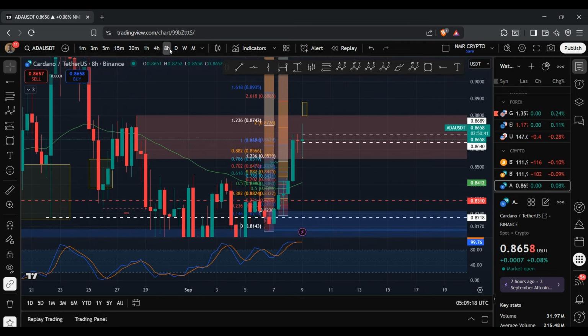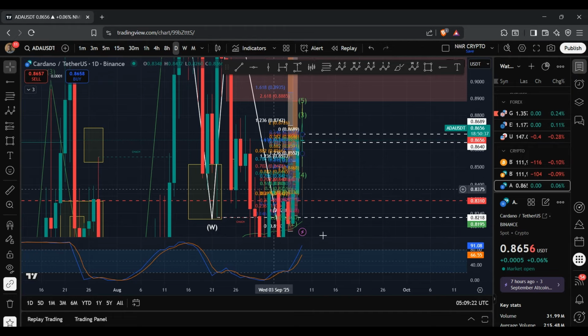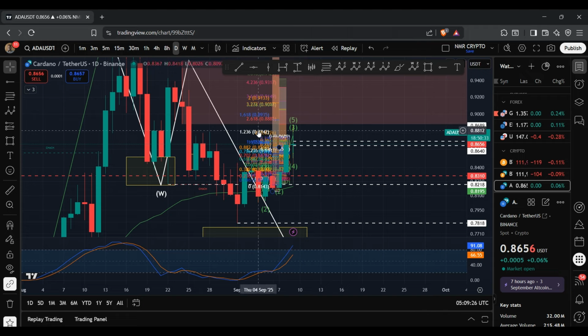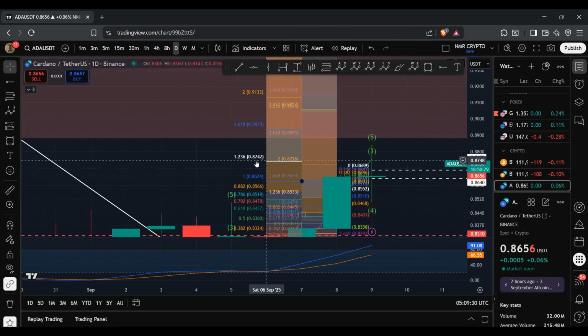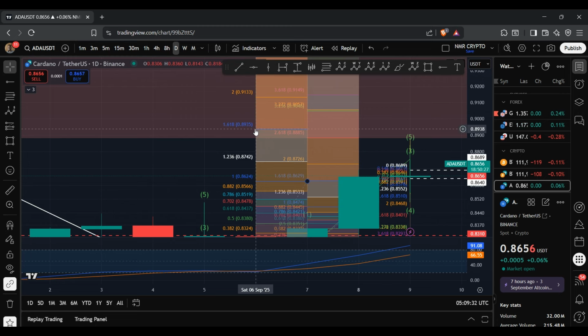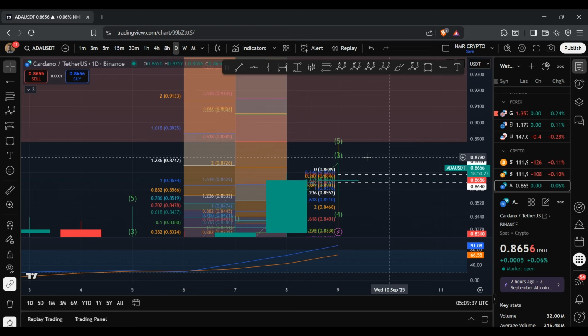And if I go on 8 hour quickly, again, we are within the overbought conditions. And on the daily chart, we've tapped into the overbought conditions. And so, yeah, we need further confirmation that we are either bullish or bearish. The bullish confirmation that we need is for ADA to retrace towards this level here at 89.35 cents. That'll then trigger a 5-wave structure, which would then mean that we are on an uptrend.